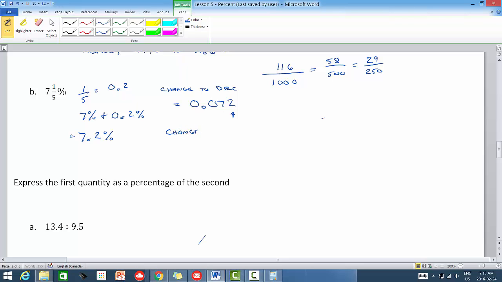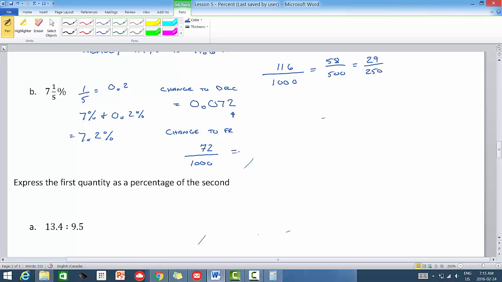So change to fraction. Okay, so that 2 is in the tenths, hundredths, thousandths place. So we're going to put our fraction over 1,000, and we're going to put our number over top. Okay, we want to simplify as much as we can.